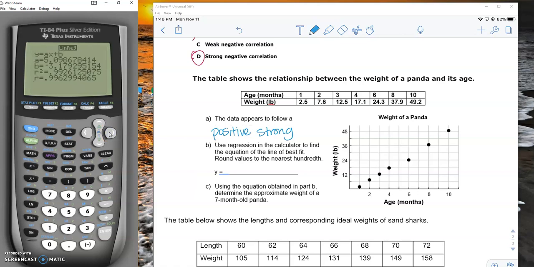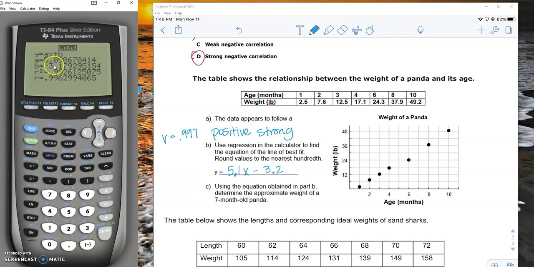And then I can look, my R value is 0.997, so that is very close to 1, so we were right about it being a positive strong. And then our equation is going to look really ugly, so we're just going to round to one number after the decimal, 5.1x minus 3.2.